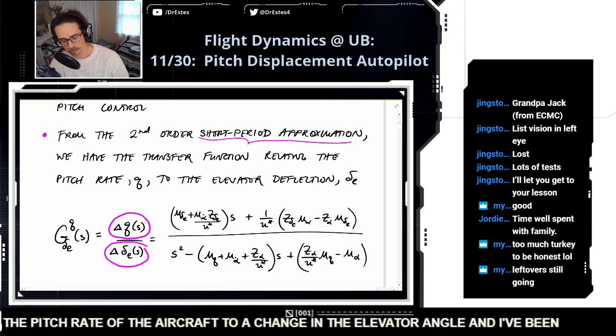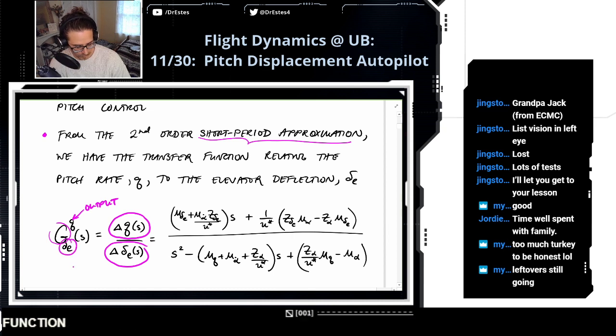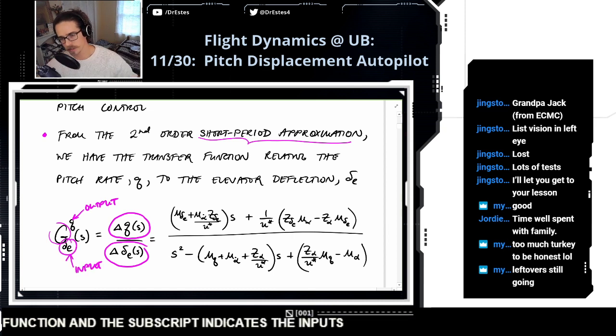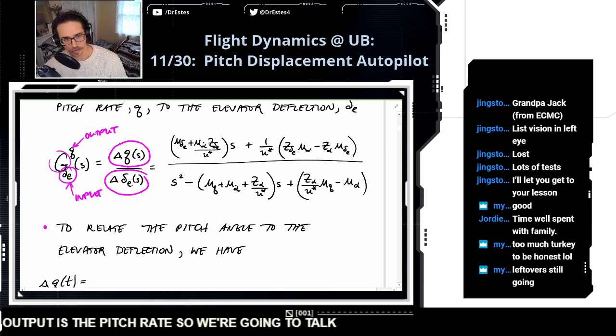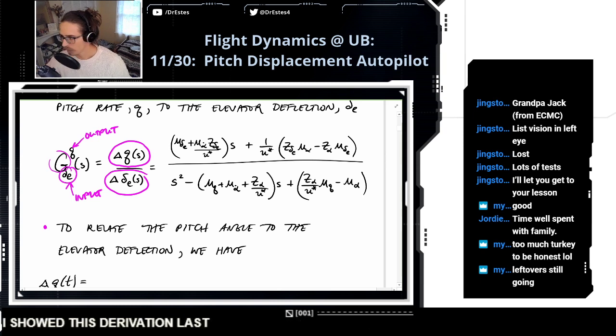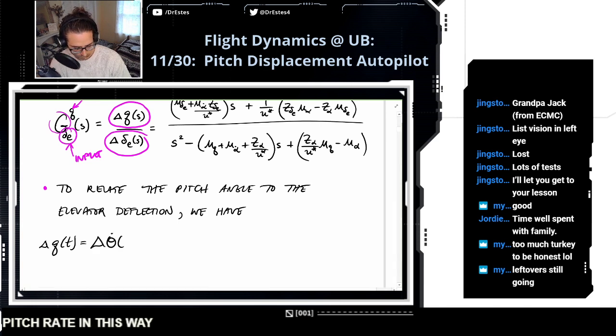And I've been using this kind of transfer function notation here, where this capital G indicates a transfer function and the superscript indicates the output of the transfer function and the subscript indicates the input. So the input is the elevator, the output is the pitch rate. So we're going to talk about the pitch angle here, and I think I showed this derivation last time, but we'll just quickly show this as well. So the pitch angle is related to the pitch rate in this way. So for level flight, non-turning flight, the pitch rate is the time derivative of the pitch angle.